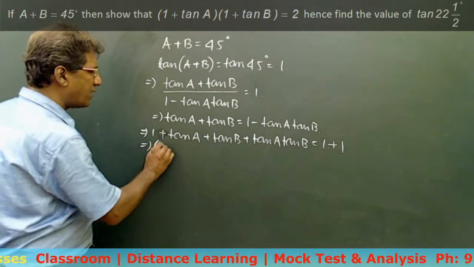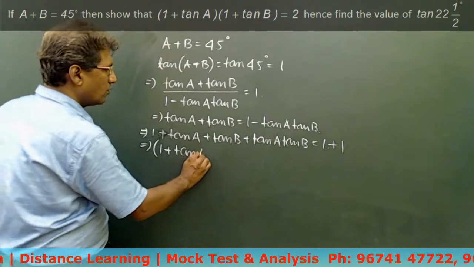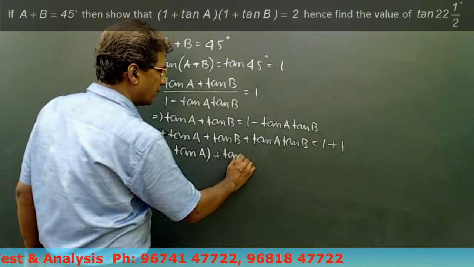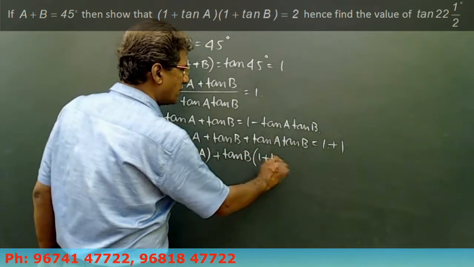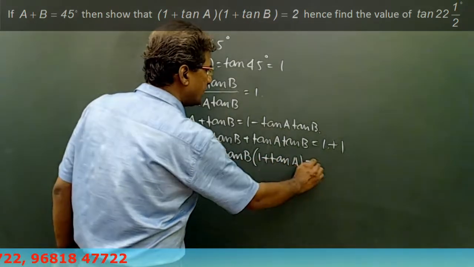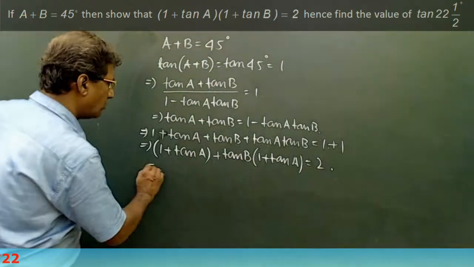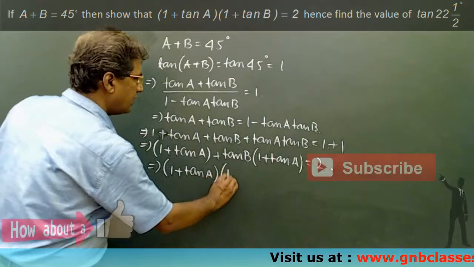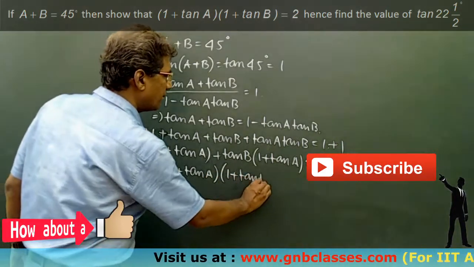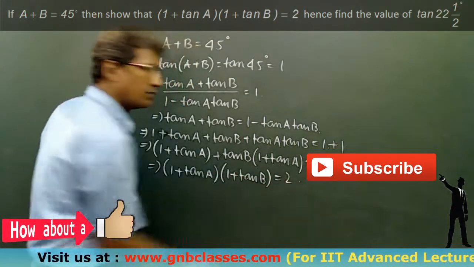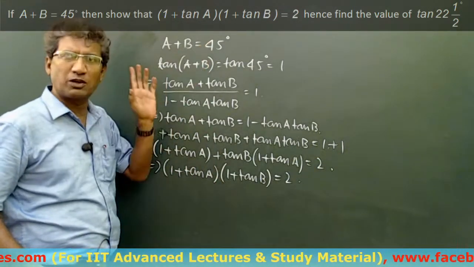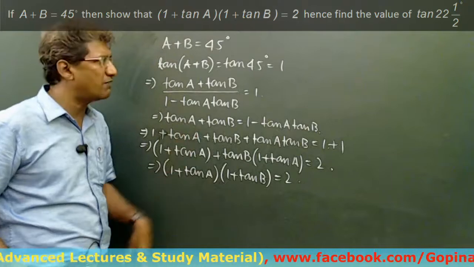So in the left hand side we are going to get 1 plus tan A, and from these two if I take tan B common, we get (1 plus tan A)(1 plus tan B), which is equal to 2. Therefore (1 plus tan A) into (1 plus tan B) is equal to 2. Proved. Is it clear? This is what is required to prove in the first part of the question, and that is exactly what we have done.